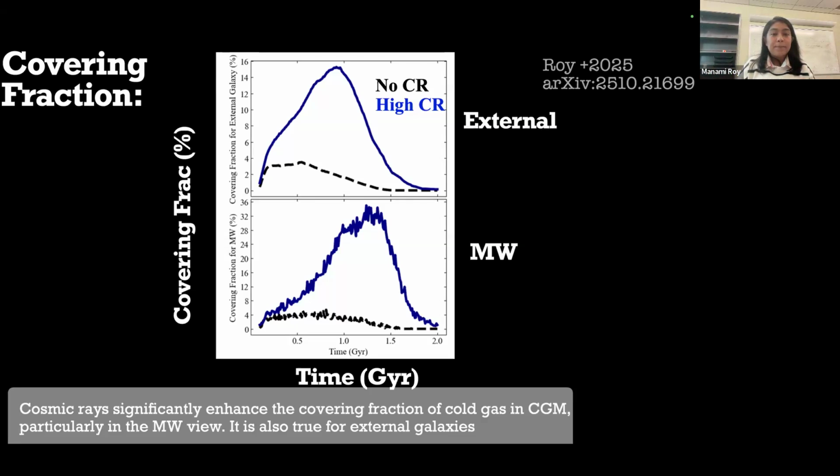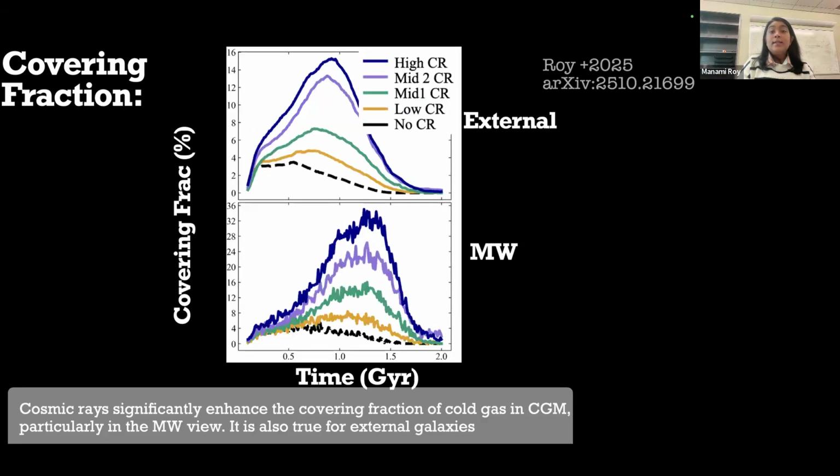And of course, it is an idealized simulation, and our satellite distribution is not realistically mimicking the Milky Way satellite distribution, but qualitatively we can say that with cosmic rays, it can actually increase the covering fraction of the Milky Way higher. So this can be one of the ways you can have this higher amount of covering fraction of the cold gas in the CGM.